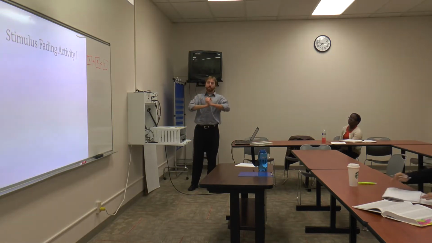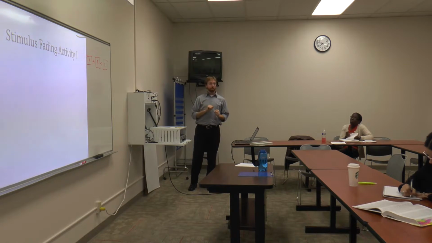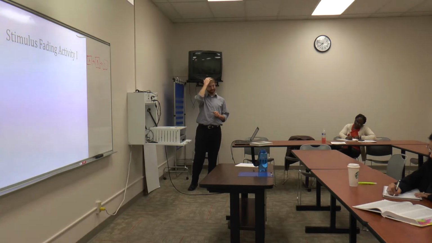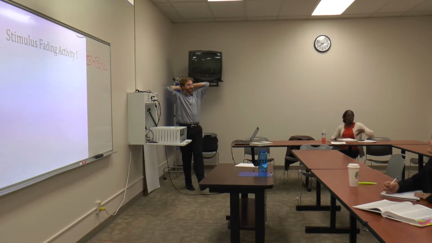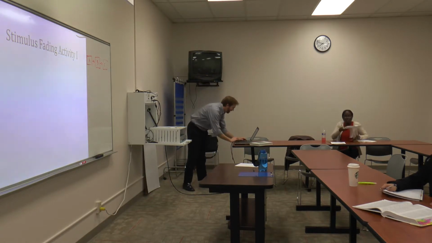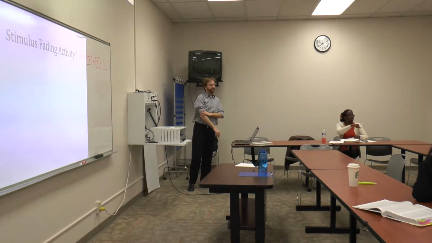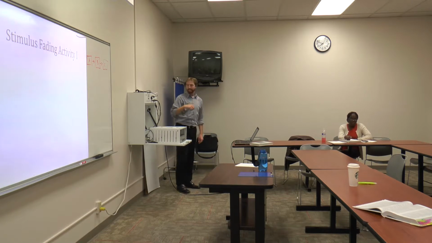So activity is going to be stimulus fading activity. So before we get started, choose your partner, and everyone's going to need to choose 1 or 2. We have an even number now, unfortunately. All right, everyone's got a partner? All right, partner. Oh, then I'm your partner. Okay. All right, so everybody decide who's going to be 1 and who's going to be 2.